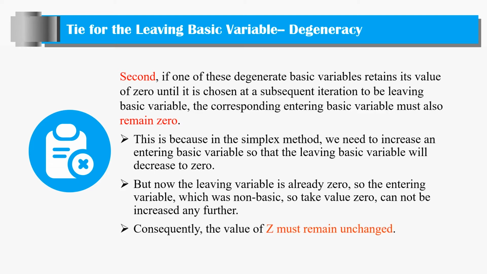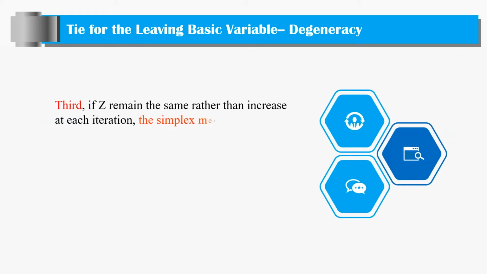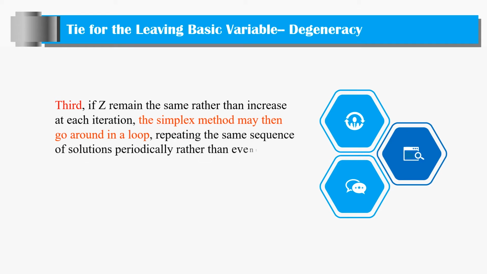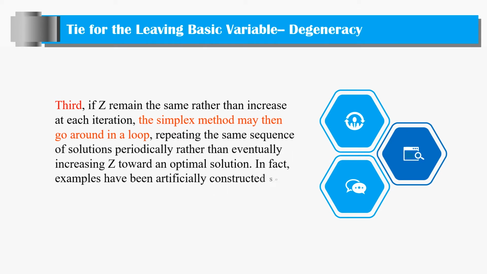Consequently, since the entering basic variable and the leaving basic variable both retain the value of 0, the value of z must remain unchanged. Third, if z remains the same rather than increasing at each iteration, the simplex method may then go around in a loop, repeating the same sequence of solutions periodically rather than eventually increasing z toward an optimal solution. In fact, examples have been artificially constructed so that they do become entrapped in just such a perpetual loop.